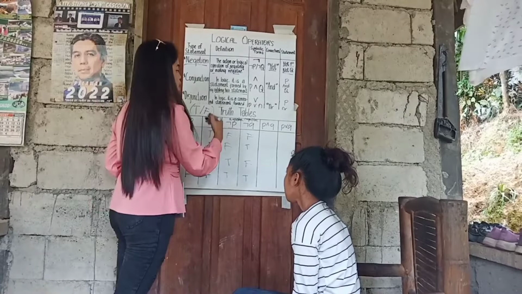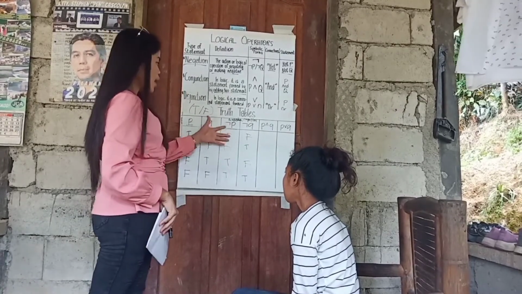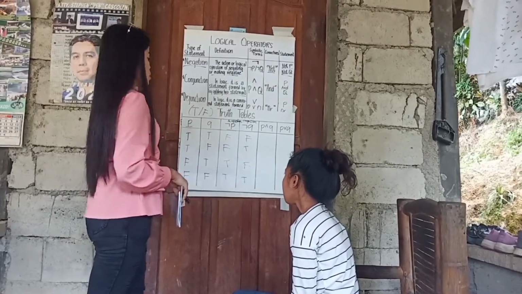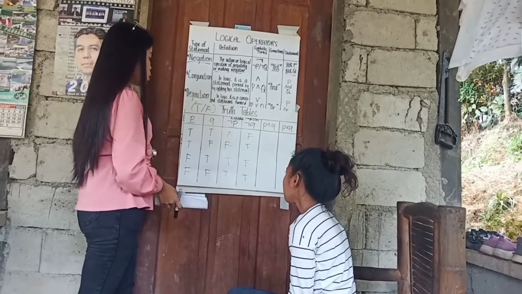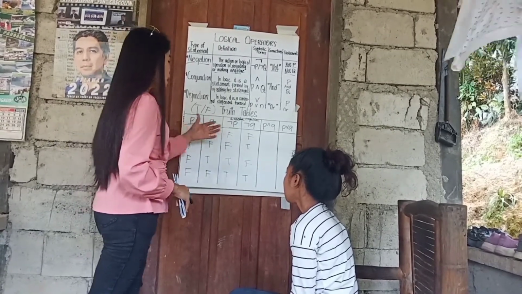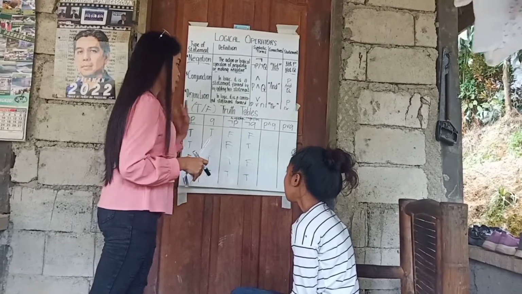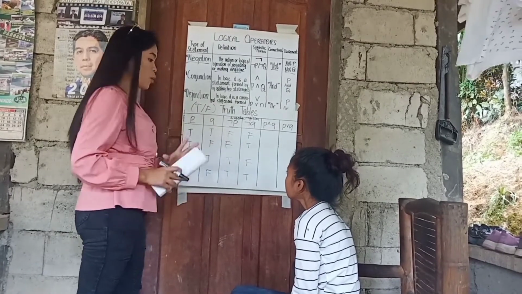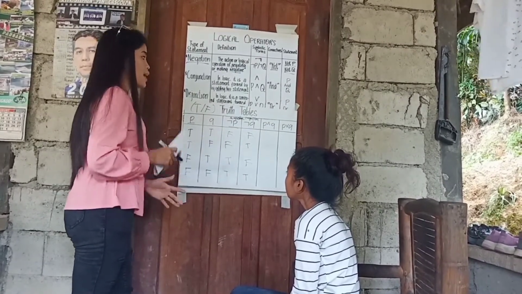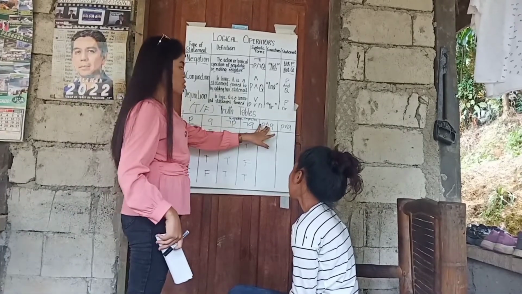So, ang negation ni P at negation ni Q ay same sa gagawin natin. As you remember, lagi mong tandaan na dito sa hahanapin natin na negation ni P or negation ni Q, yung true, gagawin natin false. At the same time, ang false, gagawin natin true. So, let's proceed to P conjunction of Q.